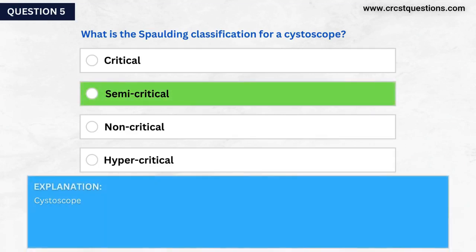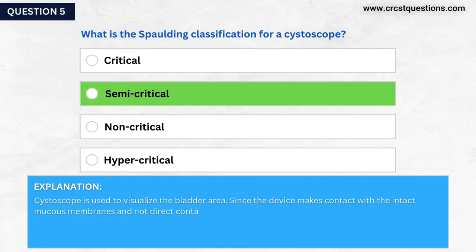Explanation. A cystoscope is used to visualize the bladder area. Since the device makes contact with intact mucous membranes and not direct contact with the bloodstream, it falls under semi-critical devices. Another example is the endoscope.